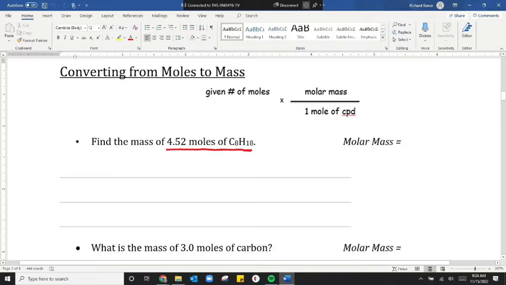All right, so we're going to find our molar mass, 8 carbons, and 18 hydrogens. Once again, just to be safe, I'm going to give myself 4 digits with my molar masses. That'll make sure that I'm going to have plenty of sig figs in my conversion factor.